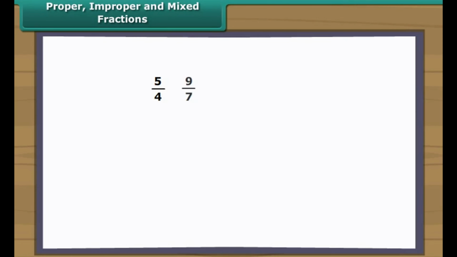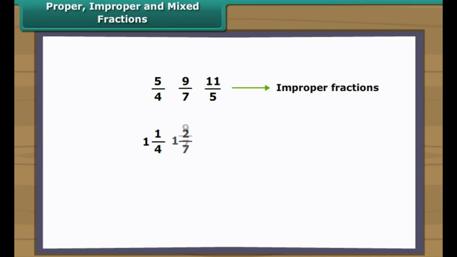The improper fractions can be written as a combination of whole and a proper fraction. Thus, these improper fractions can be written as 1 and 1/4, 1 and 2/7, and 2 and 1/5 respectively. Such fractions are called mixed fractions.